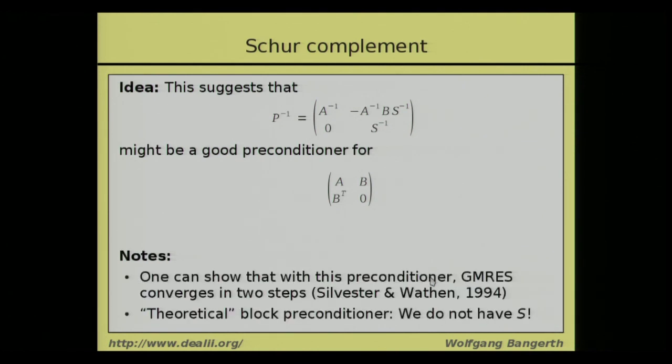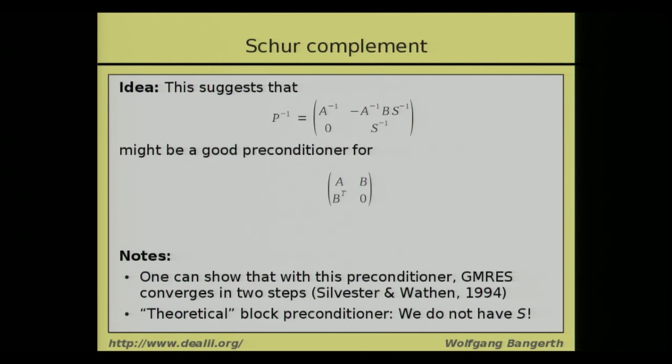So if you do this, you can show that for this particular preconditioner, if you use this in the GMRES method, for example, you will converge in exactly 2 steps. You would converge in 1 step if the product had been just the identity matrix. It's not the case here. But you converge in exactly 2 steps, and that was shown in a paper by Sylvester and Wathen in 1994 that revolutionized the field of preconditioning the Stokes equation. So this is really one of the fundamental papers in this area.